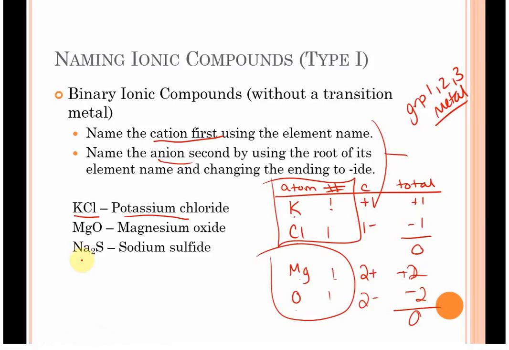Na2S, this is a group 1, 2, or 3 metal, so we name it by its element name, which is sodium. Sulfur becomes sulfide.